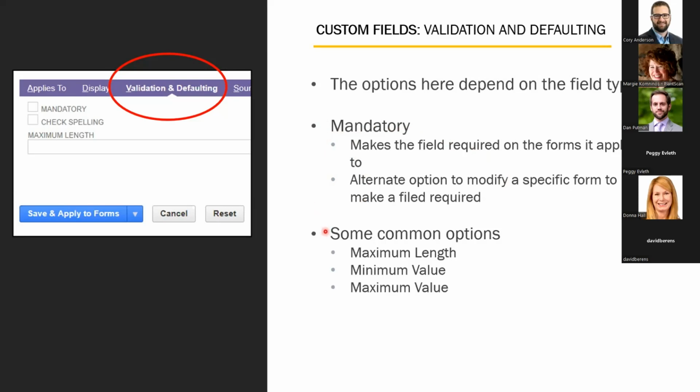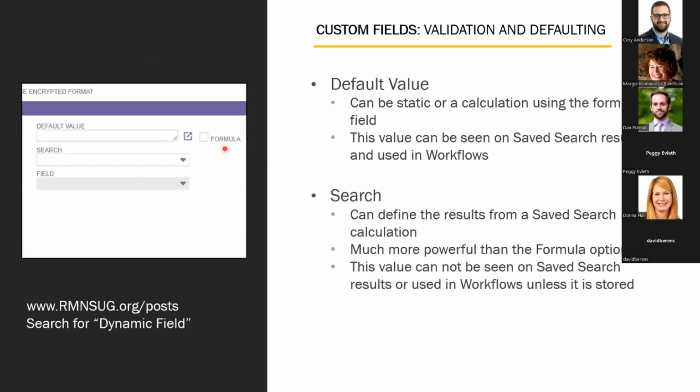And then some other common options that you might see on the validation and defaulting are maximum length, minimum value, maximum value. And again, that'll kind of depend upon the field type that you're working with. Default value: this can be a static value or it can be a calculation using a formula field. This value can be seen on Saved Searches results and also used in workflows. So you can default it to a certain date or a specific number like 1 or 2, or whatever else you want to do.